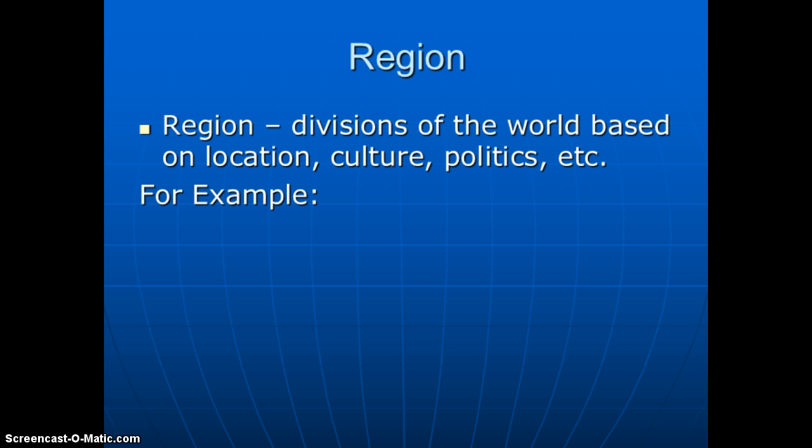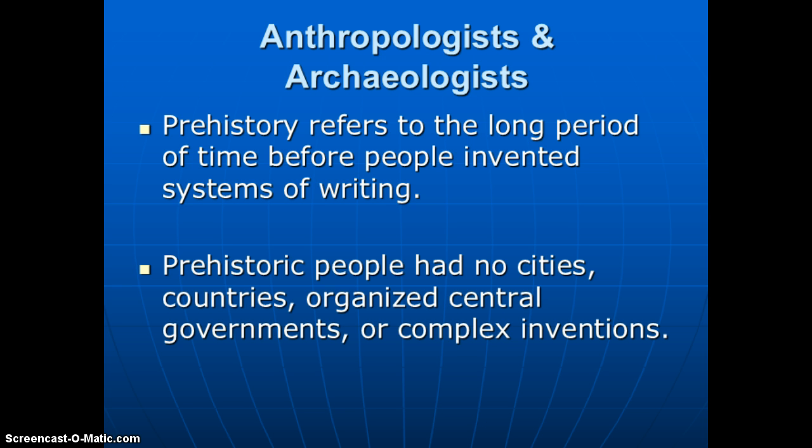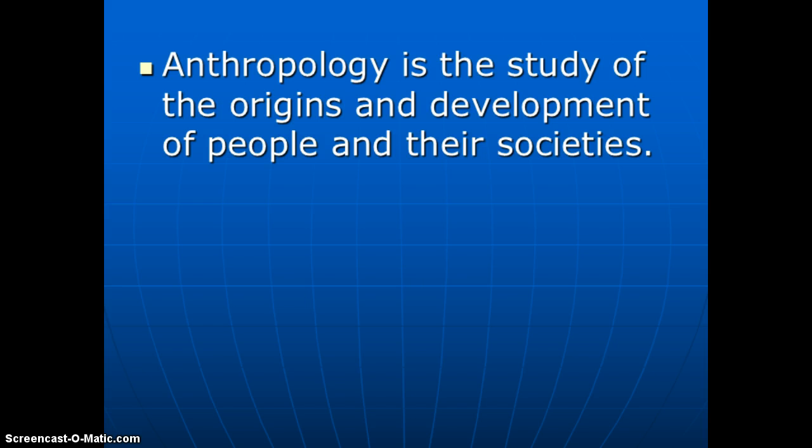The South in the United States of America is another example of a region. So let's look at prehistory real quick. The definition for prehistory is the time, again, before people invented the system of writing. Prehistoric people had no cities, countries, organized government, or complex inventions, and so anthropologists, when they study this time period, are really going to rely on artifacts.